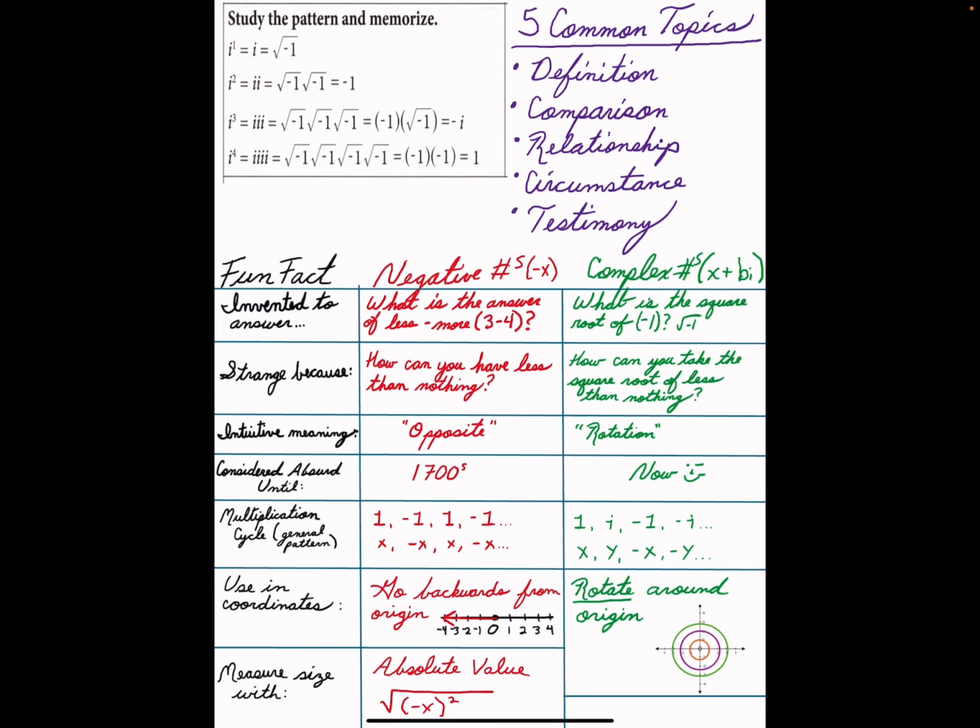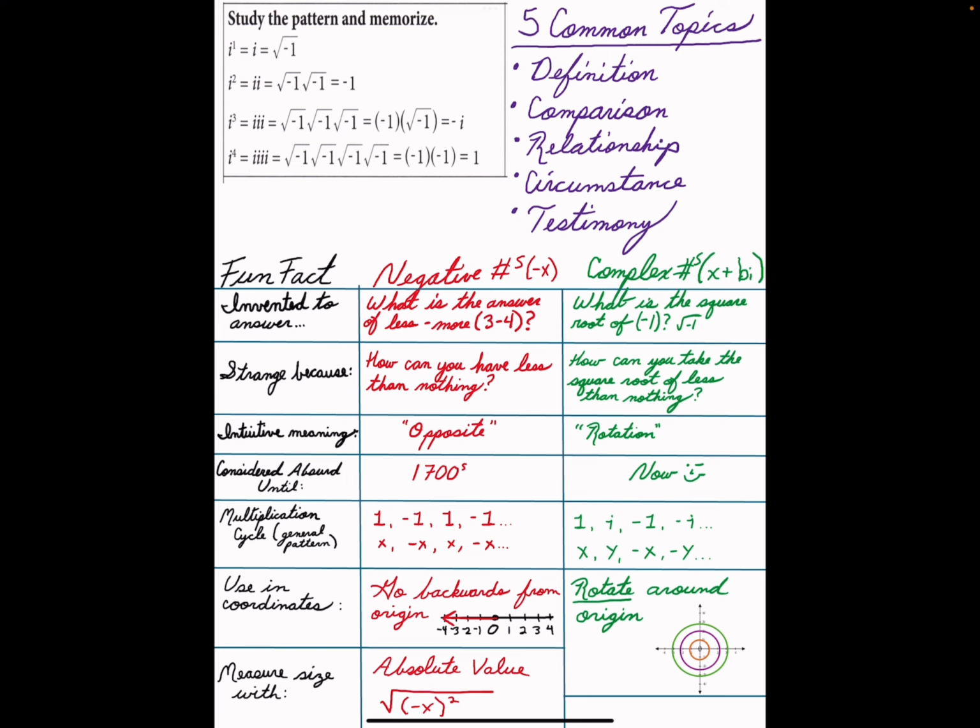Negative numbers are strange because how can you have less than nothing? Intuitive meaning is the word opposite. Considered absurd until the 1700s, the multiplication cycle or general pattern is 1, -1, 1, -1, or x, negative x, x, negative x. We know that because if we start off with a positive and we multiply it by a negative, we will get a negative. If we take 2 negatives and multiply them together, we will get a positive. If we take that positive and multiply it by a negative, we will get a negative number, and so on and so on.